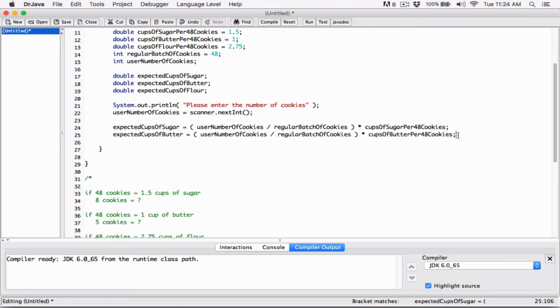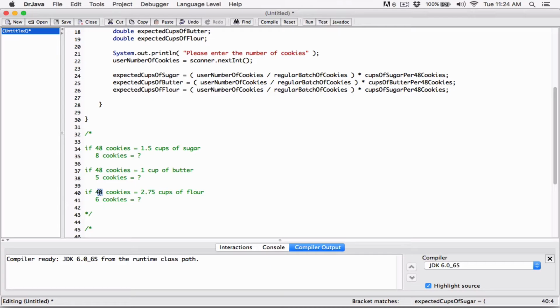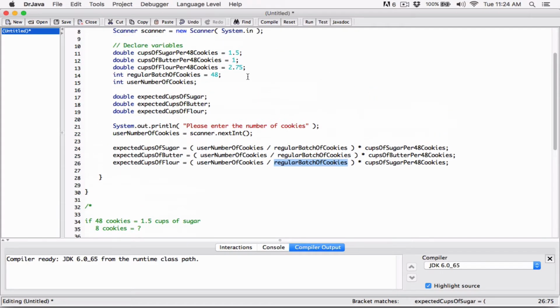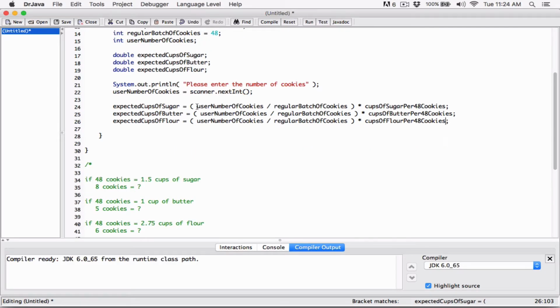Okay. And the last one is going to be expected cups of flour. We are always dividing by 48 and multiplying by 2.75. So user number of cookies by 48 regular batch and multiplying by 2.75, which is cups of flour per 48 cookies. I've changed it there, it's fine. Yeah, so now we have the values. Now there could be a problem here, but I'll explain once we get there.